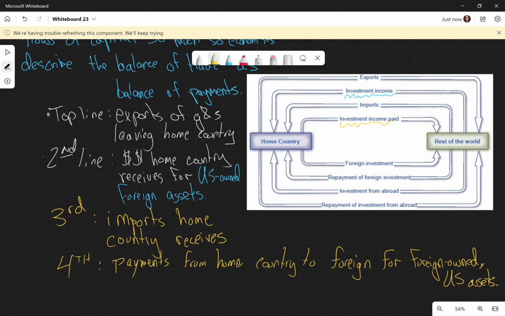So any questions on just kind of the flow of what's going on here? It's very similar to our circular flow diagram. It's just got different flows, and instead of, well, no, it's very similar. But instead of firms and households, we have home countries and the rest of the world.